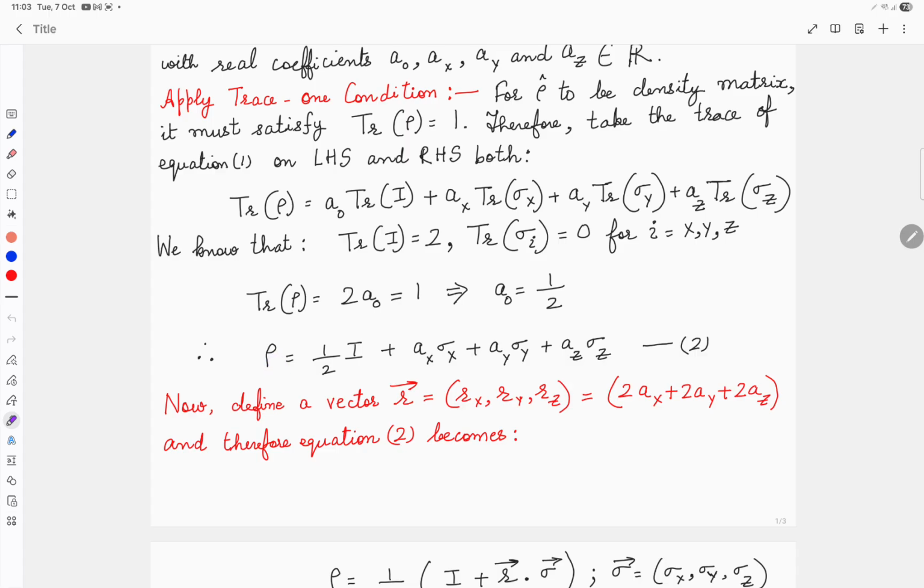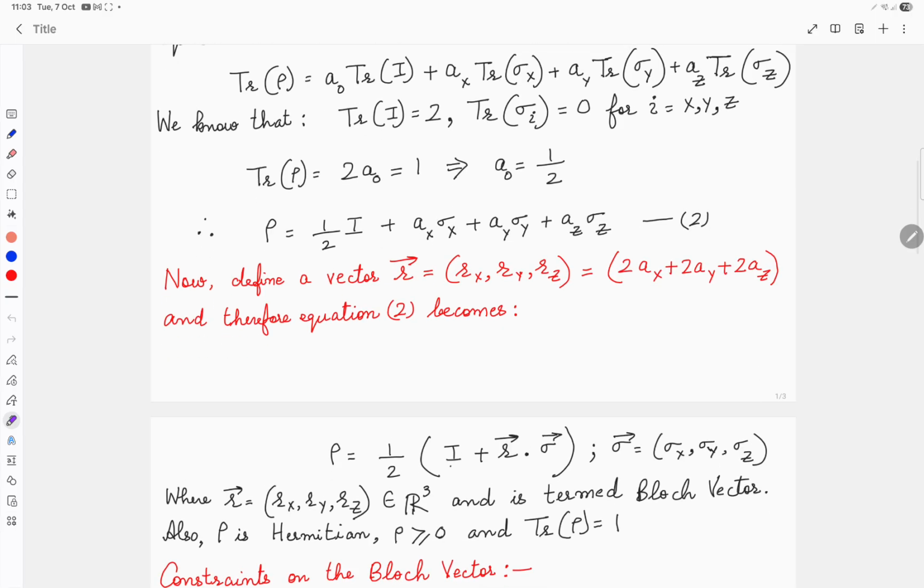So we get the density operator to be equal to half I, which is the identity matrix, plus ax sigma x, plus ay sigma y, plus az sigma z. Now we define a vector R whose components are Rx, Ry and Rz, right? So this is a vector in the three-dimensional Euclidean space.